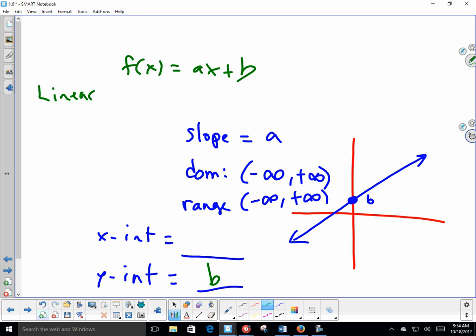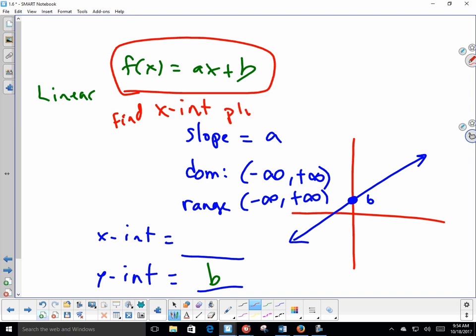Rebecca? You would plug in. Plug in what for what? In our equation, which is right here, to find the x-intercept, plug in what for what? What do you think, Jack? 0 for y. Do people agree with that? I do. If we want to find the x-intercept, we're going to plug in 0 for y. If we want to find the y-intercept, we would plug in 0 for x, right? So we're going to plug in 0 for y.